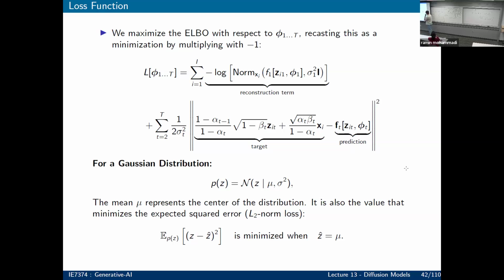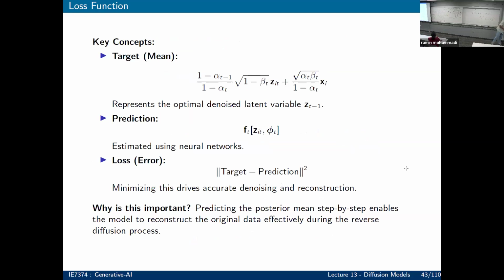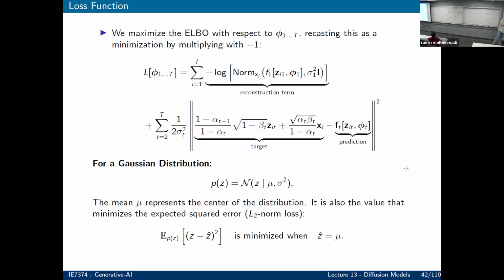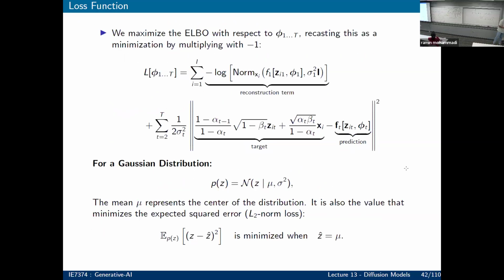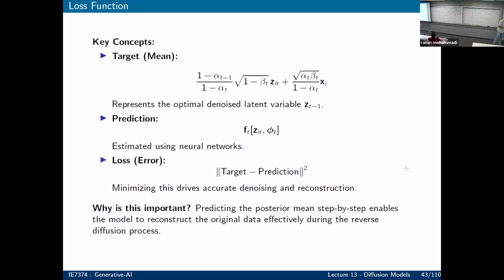Now, if you're basically using a Gaussian distribution, this overall term becomes the difference between two means of two Gaussians, right? So that could simplify. Let's simplify this. The first term is the target mean, which we just talked about. The second term is the prediction. That's what your model gives. And the error becomes technically between those two.